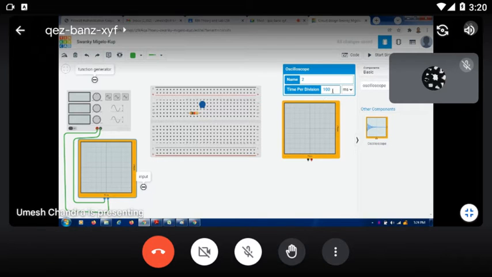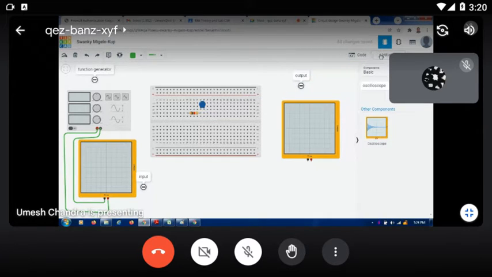And here you change the time period. You take 1 millisecond, in both cases. Now start simulation. Now you see you got the square signal, and this square signal is given to the circuit. Stop simulation. Positive is connected to terminal number 1 of the resistor.